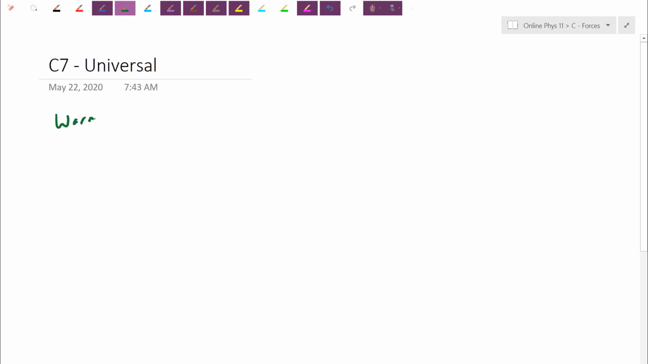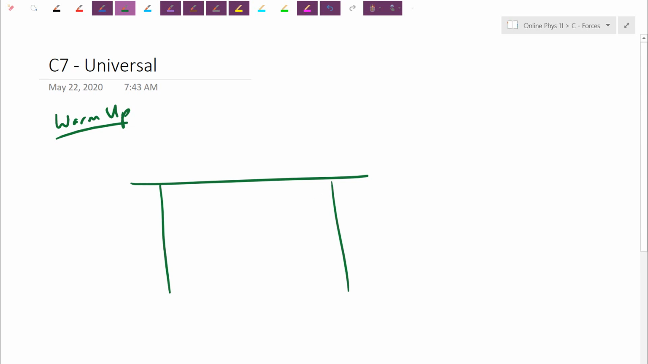So just as a quick warm-up here, let's imagine we have two tabletop pulleys, one on either side. We're going to have three masses in this case. I'm going to keep the numbers fairly simple. Let's say mass number 1 is a 10 kilogram mass. It's hung over a pulley. It's connected to a second mass here. This second mass is just a 5 kilogram mass.